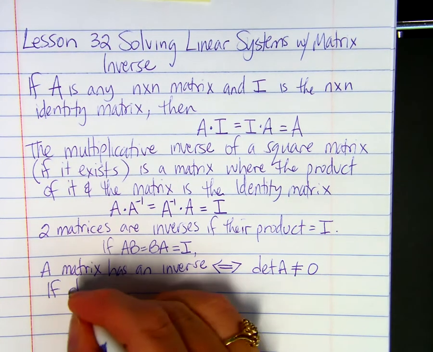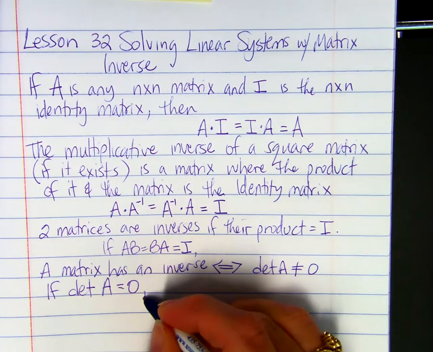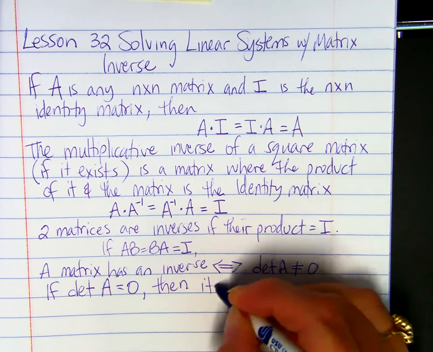If the determinant of A does equal 0, then it is called a singular matrix.